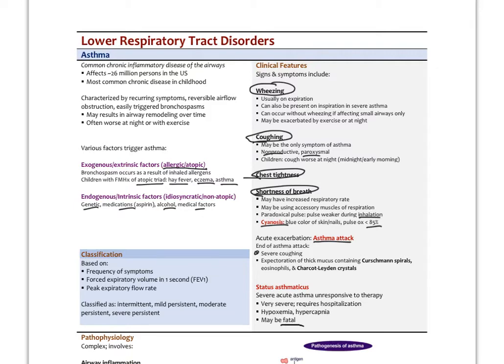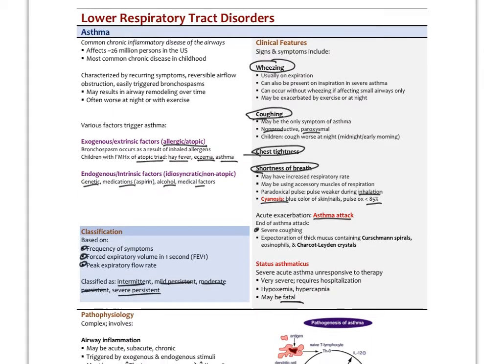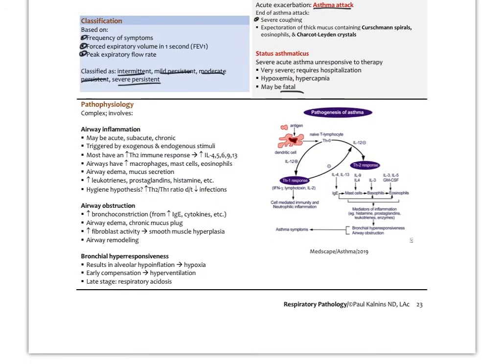We classify asthma based on the frequency of symptoms, the spirometry results, the forced expiratory volume in 1 second, and the peak expiratory flow rate. And so we can classify it as intermittent, mild persistent, moderate persistent, or severe persistent. Those are some classic asthma classifications, and I'll go through that here because that'll be important for assessment and treatment. Now, the pathophysiology is complex.